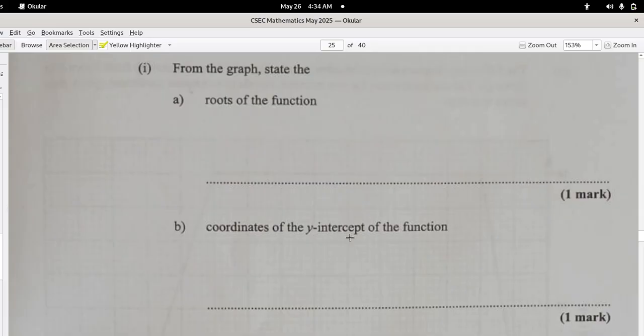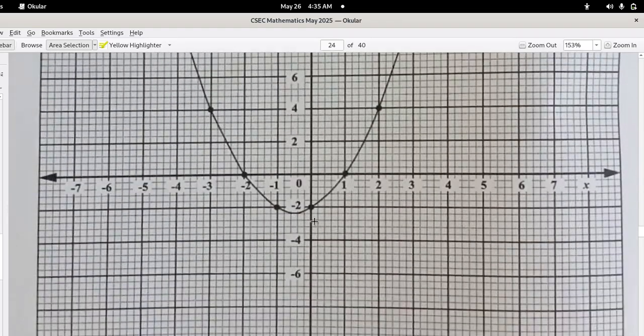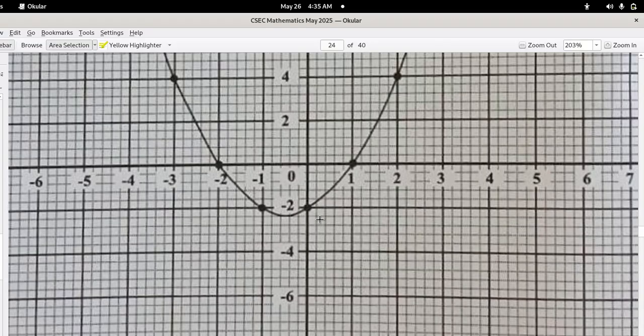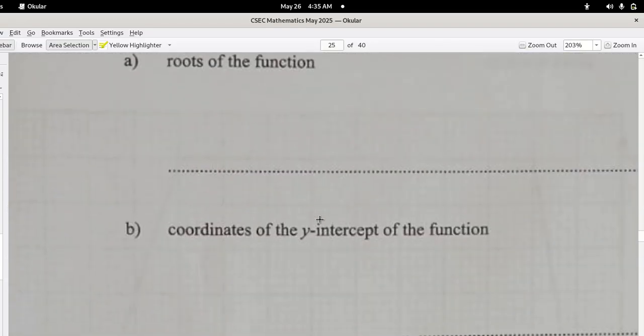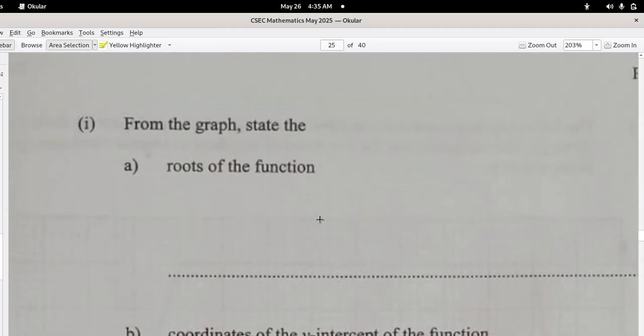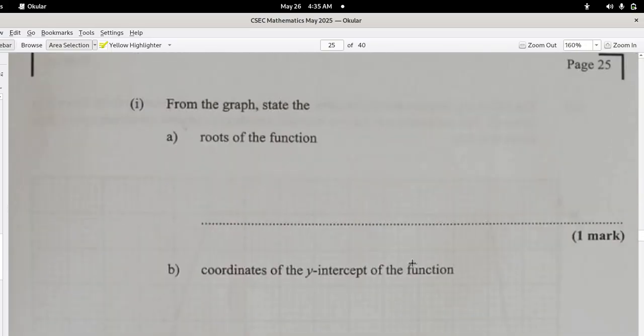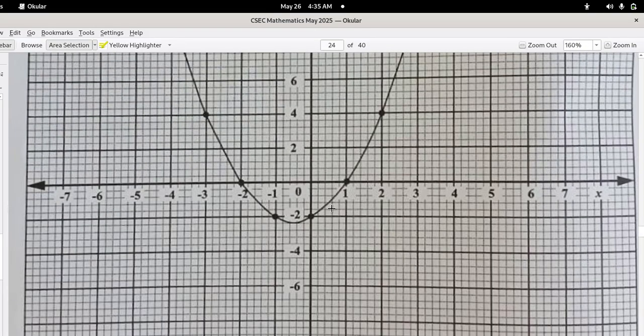The coordinates of the y-intercept of the function. The y-intercept is where the curve cuts the y-axis. You can see it here is negative 2. That would be part 1a, part 1b. So y equals negative 2. Let's just write them down over here.